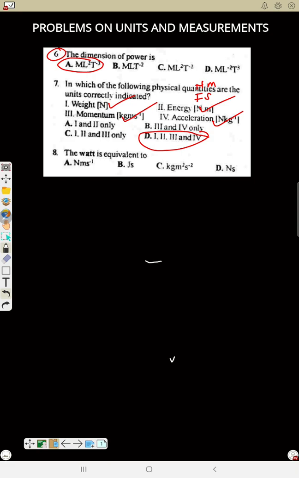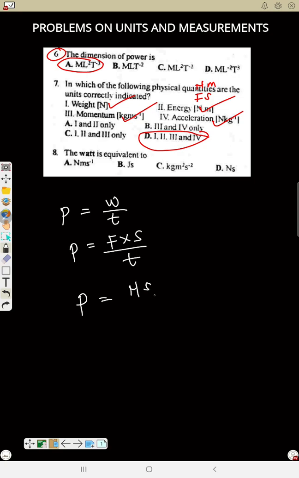According to the, we have power, work over time. Power, force times displacement over time, because work is force times displacement. So power is Newton, displacement meter, over time, that is second. So that will be Newton meter per second, which is actually A. That means A is correct.